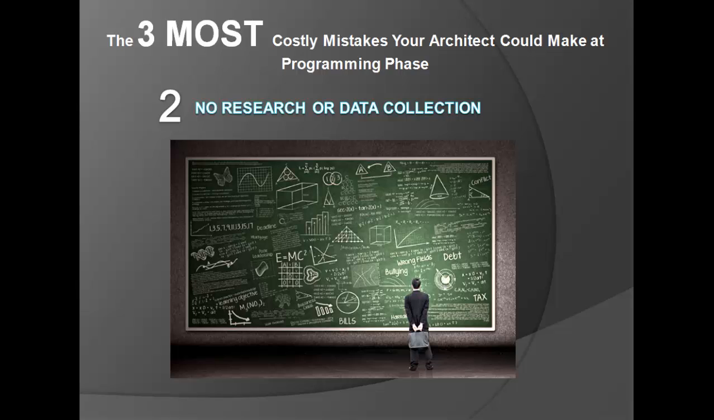The second most costly mistake your architect could make at the programming phase is that he does no research or no data collection. This is very dangerous. If the architect thinks that he knows about a certain subject and he doesn't dig deep into that subject, analyze the information, go to the site, check out the green areas, the views, the underground water, the visibility, the accessibility of the site.